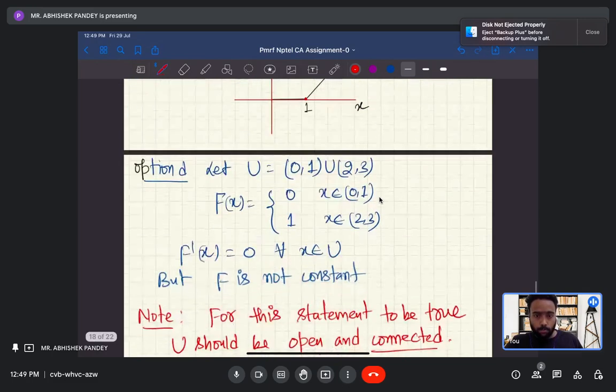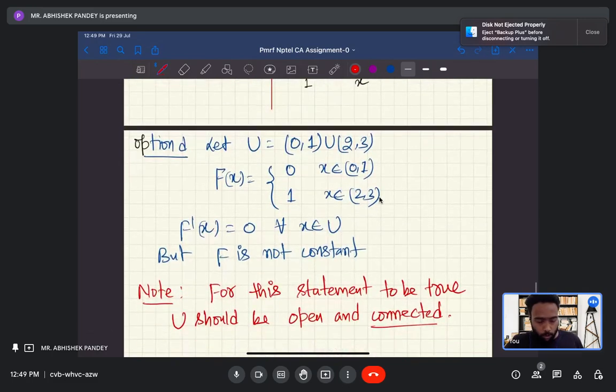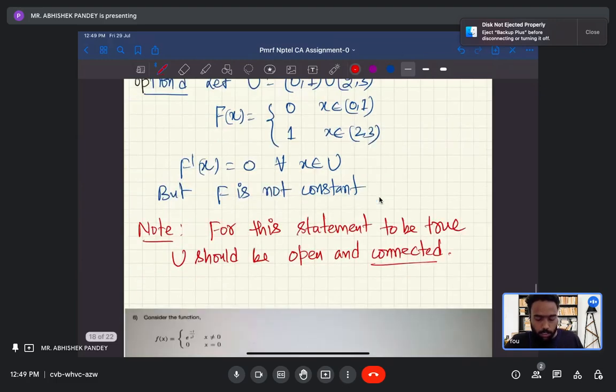Now let us look at option D. Let U be equal to (0,1) union (2,3). Capital F of x is equal to 0 when x belongs to (0,1) and 1 when x belongs to (2,3). So capital F dash x equals 0 for all x belonging to U, but capital F is not constant. So for this statement to be true, U should be open and connected. Connectedness is also an essential condition for this statement to be true. Now let us look at the last question.